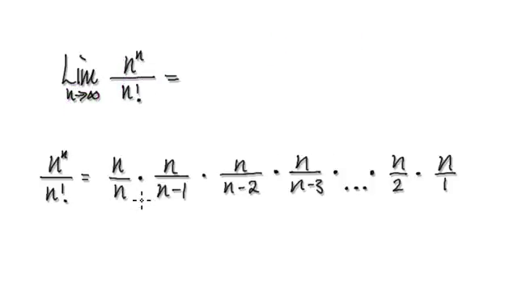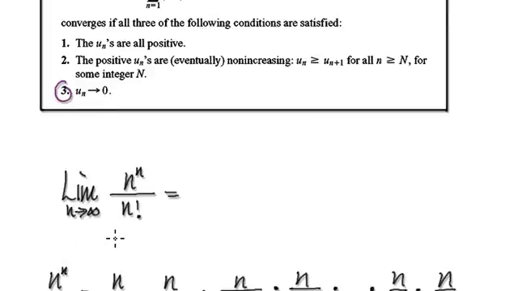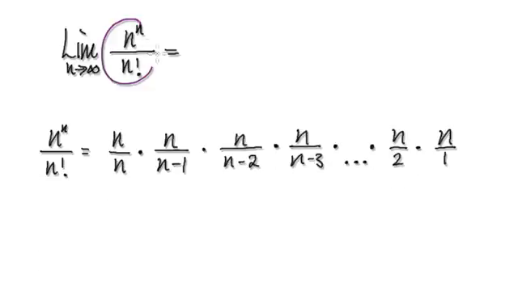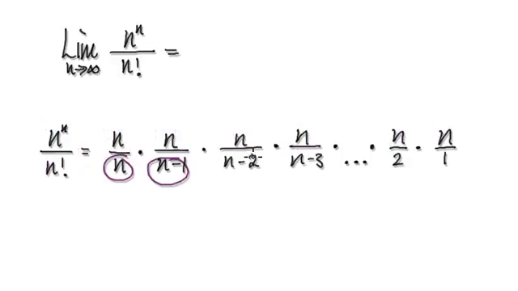To test number 3, we need to make sure that the limit heads towards 0. So we want to find the limit of this. Let's imagine n to the power of n means n times n times n times n. n factorial means n times n minus 1 times n minus 2 times n minus 3 and so on, times 2, and the last one will be times 1.